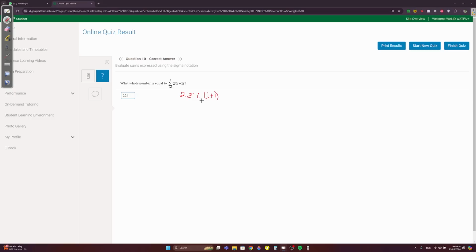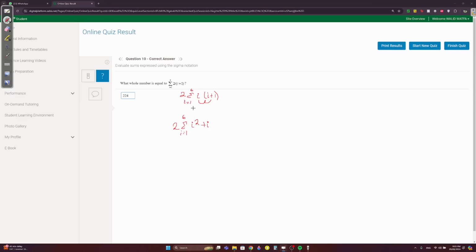This is if you're solving on paper. I'll show you how to do it in a calculator; you can skip if you want. i equals 1 to 6. What do I do from here? I distribute the i inside. I'm going to get 2 times the sum of i squared plus i, up until 6, with i equals 1.